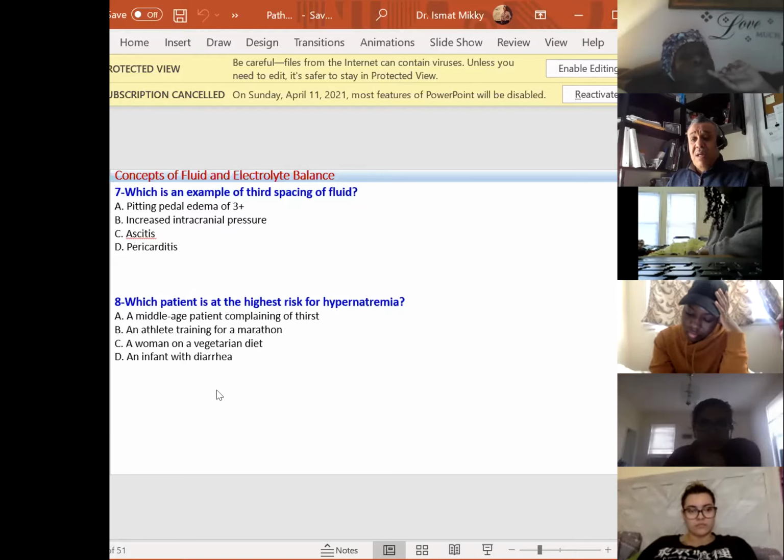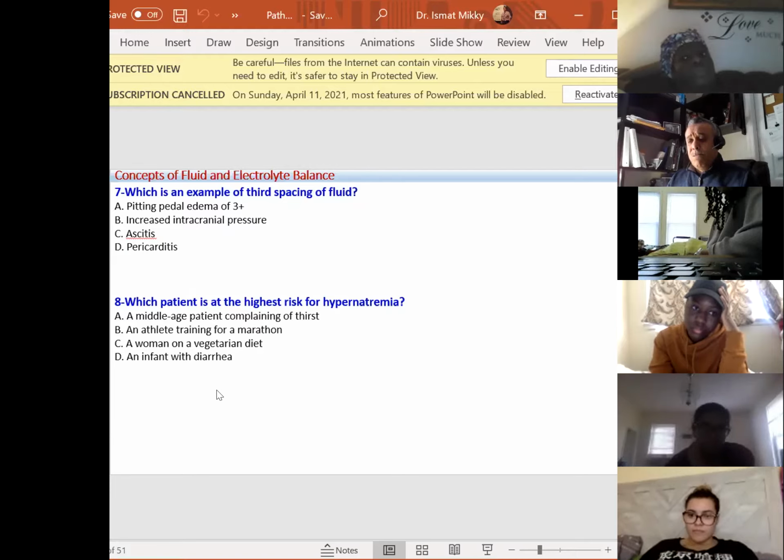This is C, increased intracranial pressure. Let's just think about the increased intracranial pressure. If we go to the answer, increased intracranial pressure can be treated with number 8. Question number 8 talks about a medication, and one of the meds is called mannitol or Osmitrol.